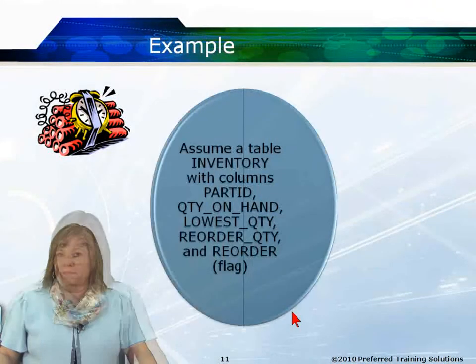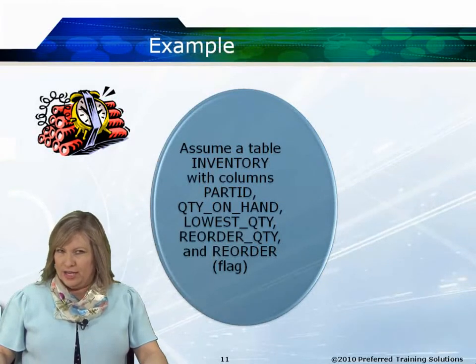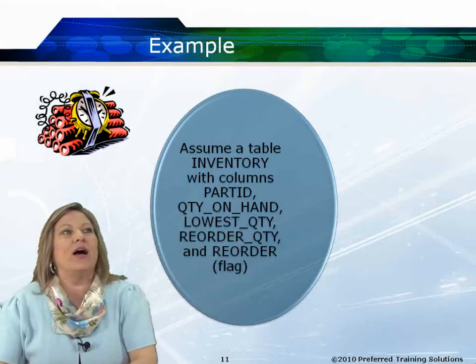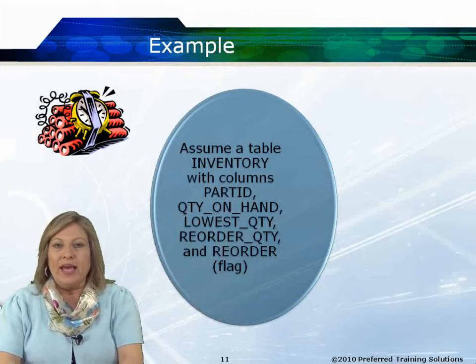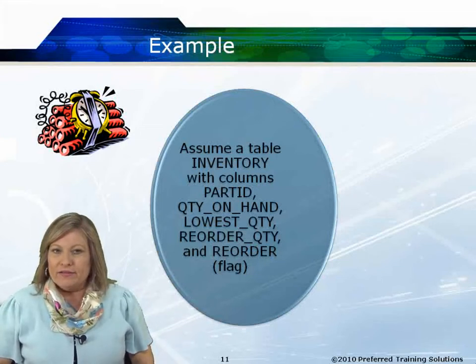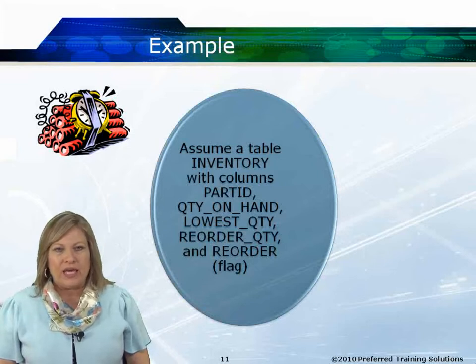And one more example. Let's assume, and this is also using some tables that we don't have as sample tables, but again, a very good example and a very simple one to understand, that we're keeping track of some inventory. So we have a table called inventory, and in that inventory table, we have a part ID, a quantity on hand, a lowest quantity, a reorder quantity, and a reorder flag. So basically the idea is that we keep track of all of our parts and how many we have on hand.